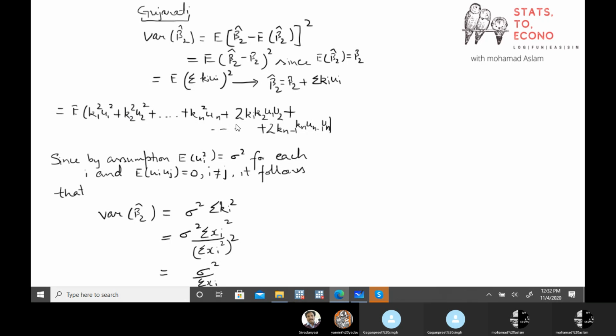Then, it is like the formula a plus b whole square, that is a square plus b square plus 2ab. And then a plus b plus c whole square is a square plus b square plus c square, then 2ab, 2bc, 2ca. In that particular form we open this. Here you have a few terms with ki ui square, and other terms with 2ab, 2bc, 2ca in that form.